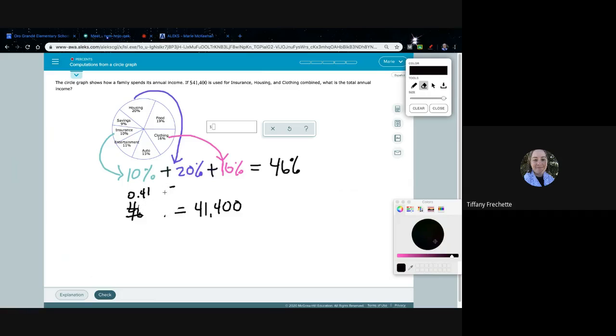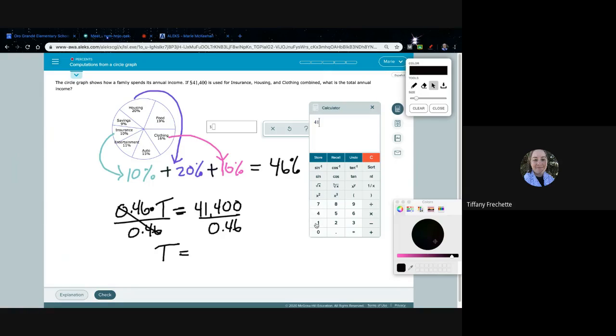You know what? I'm going to erase this really quick because I like to write it as a stacked thing, and I can't do that with how I just did that. So 0.46 times T equals. In order to figure out what the total budget is, I need to undo the multiplication here, so I have to divide by 0.46. Any number, it doesn't matter how ugly the number looks or crazy, if it's the same number divided by the same number, they cancel out to become 1. T equals, so now we're going to go 41,400 divided by 0.46.